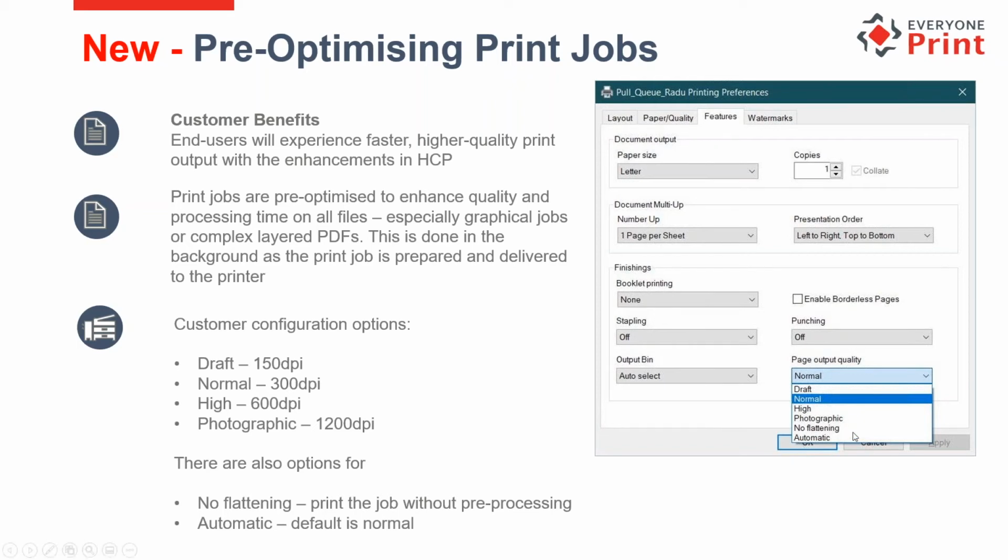So keeping the old option in there without the pre-optimization we felt was better in case of some of the older devices that don't handle PDF so well, and an automatic which just selects normal as default. So this, particularly for larger jobs, has hugely reduced the processing time and the time to print and first page out in HCP. We've done some extensive testing on this, and it's really got some huge benefits, particularly for larger jobs. But users will generally get a much better experience and much quicker job delivery now using this.